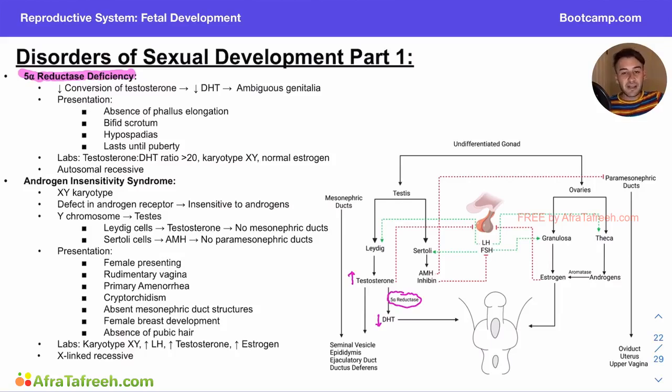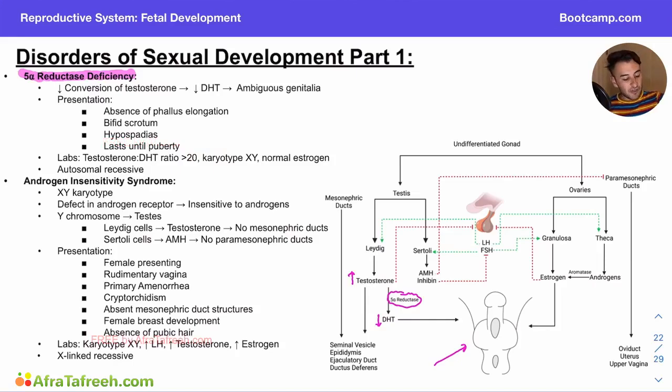Now, if you remember, DHT has a really important role in developing the sexual characteristics of males with XY chromosomes. So DHT is responsible for the development of the external genitalia. And so when our DHT is absent, this is going to lead to ambiguous male genitalia.